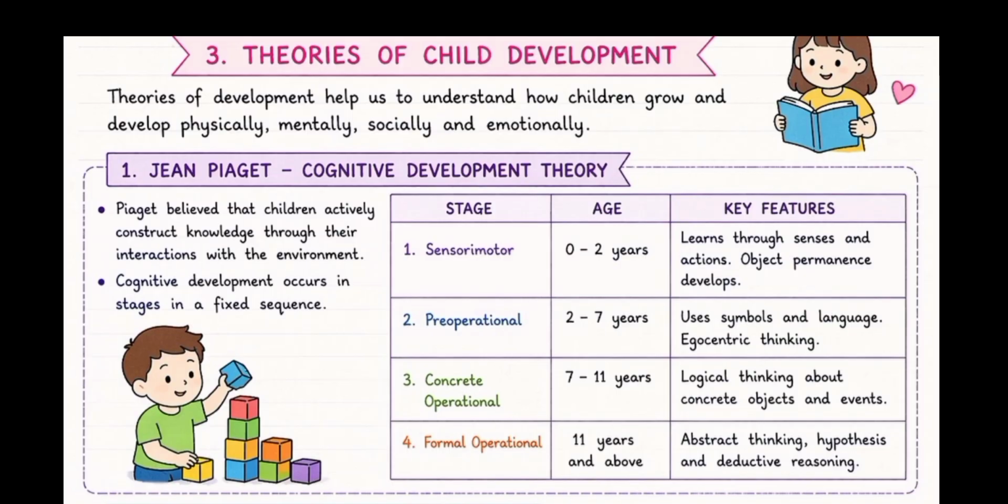Last stage of Piaget, the formal operational stage, 11 years and above: abstract thinking, hypothesis, and deductive reasoning. During this stage, the child develops the ability of thinking and reasoning about objects which are beyond the immediate world. Though the problems are systematically solved, trial and error gives way to some logic. The child learns by mistake.